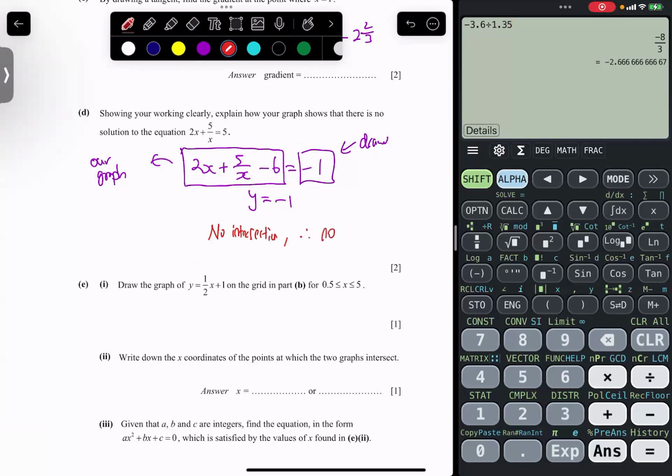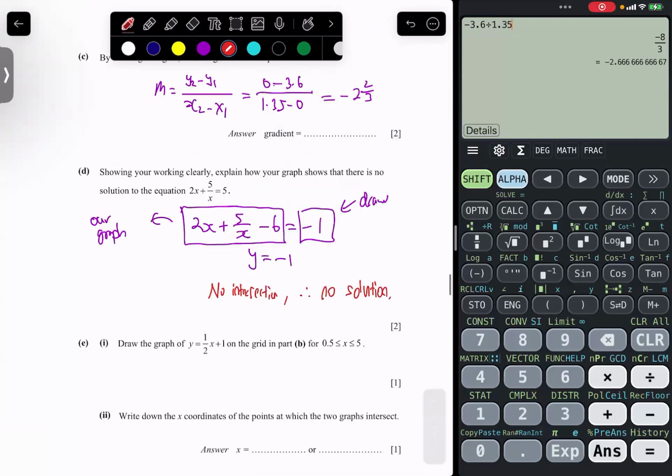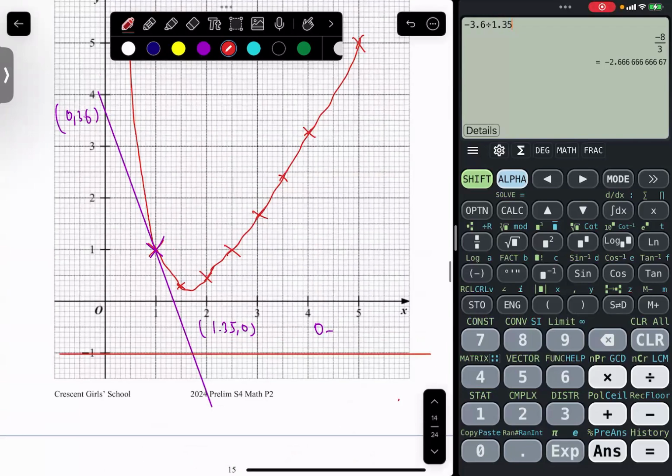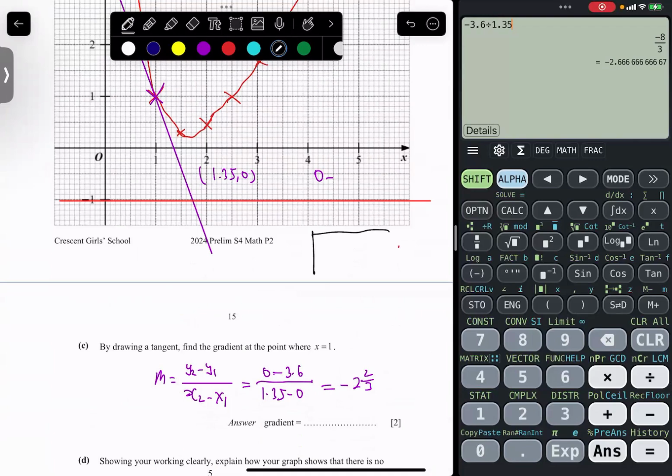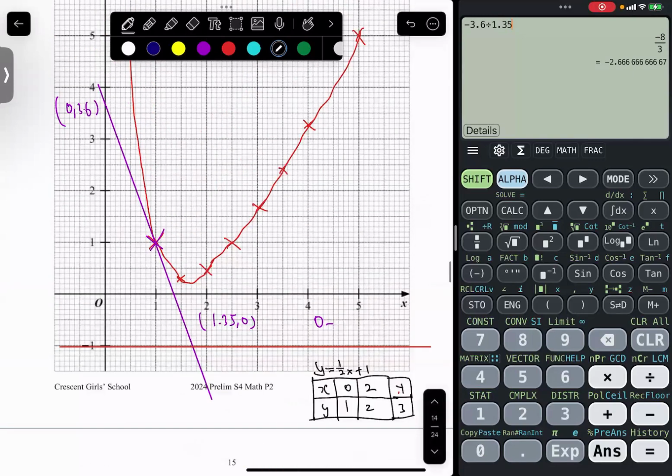Therefore, no solution. Okay, draw the graph of y equals half x plus 1 on the grid below. Okay, half x plus 1, you have to draw a line. So to draw a line, you need to create a box. Okay, so box y equals half x plus 1. Okay, so x, y, I will always start with 0, 1. Okay, 2, 2. Okay, and then we have 4 and 3. Okay, so 0, 1, 2, 2, 4, and 3.